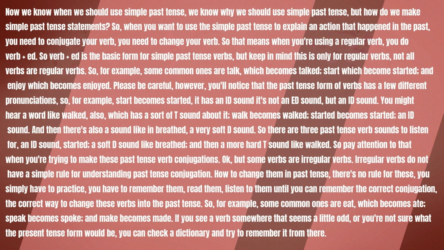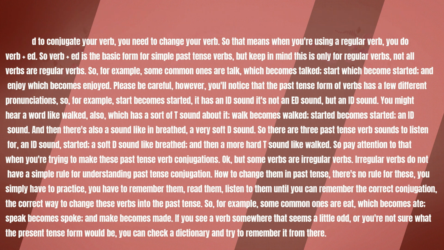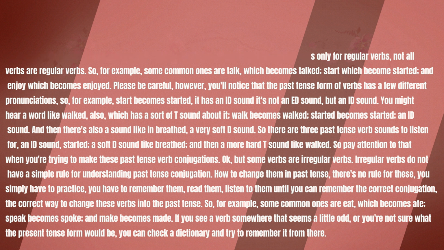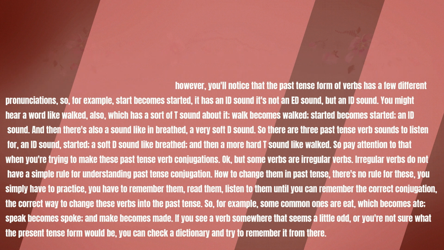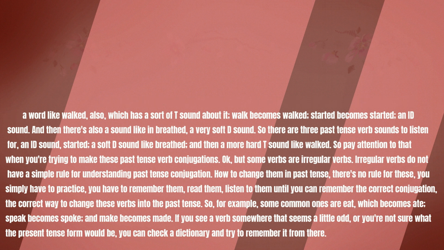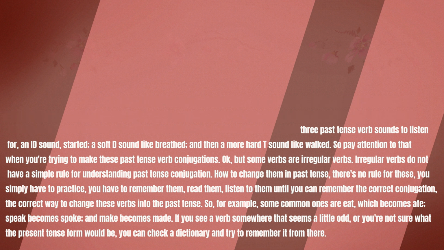Okay, but some verbs are irregular verbs. Irregular verbs do not have a simple rule for understanding past tense conjugation, how to change them in past tense. There's no rule for these. You simply have to practice. You have to remember them, read them, listen to them, until you can remember the correct conjugation, the correct way to change these verbs into the past tense. So, for example, some common ones are eat, which becomes ate, speak becomes spoke, and make becomes made.